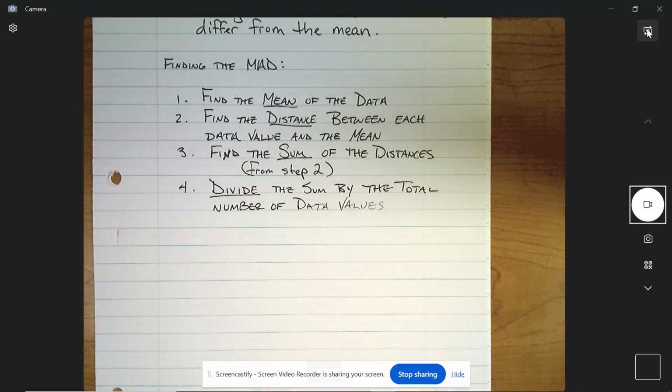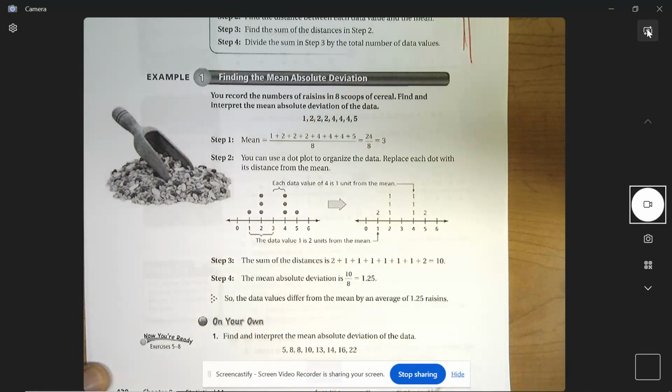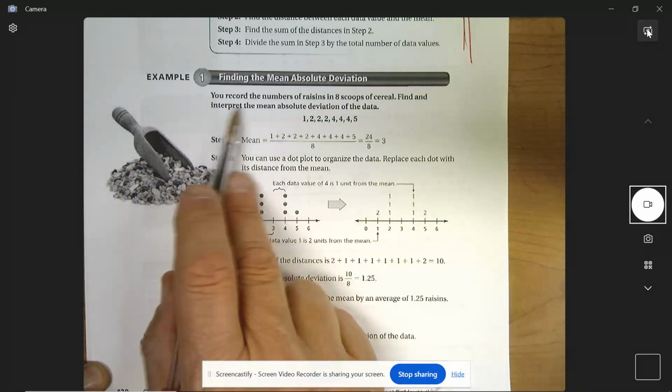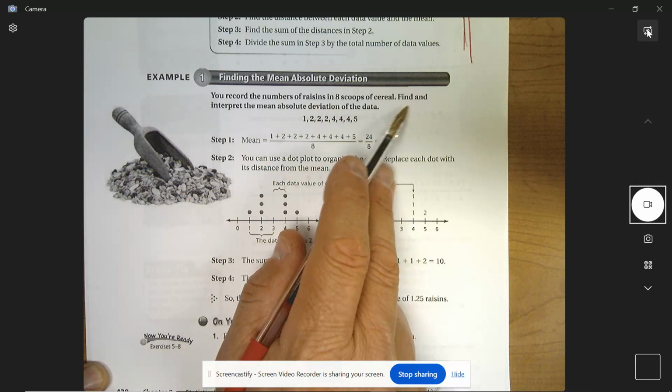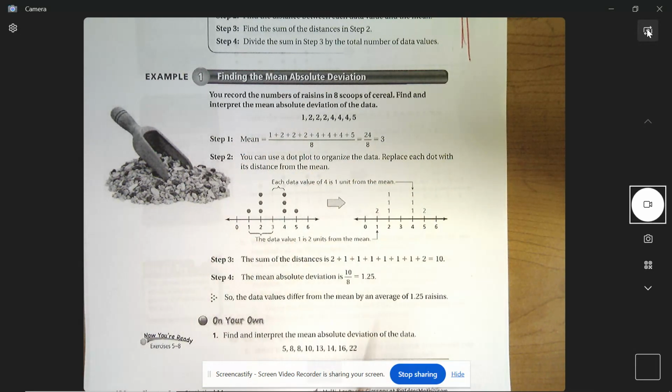So now we are on page 420 still. This is our example. All right? You're looking at these numbers, recording the number of raisins in 8 scoops of cereal. Man, you need a better hobby. Find and interpret the mean absolute deviation. Oh my goodness. Let's do this.